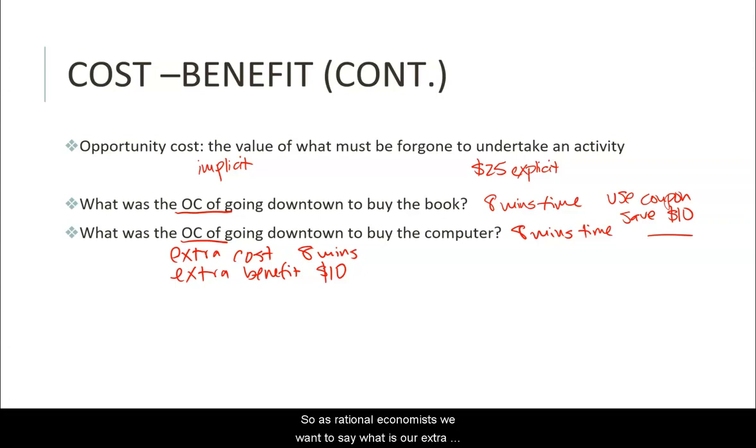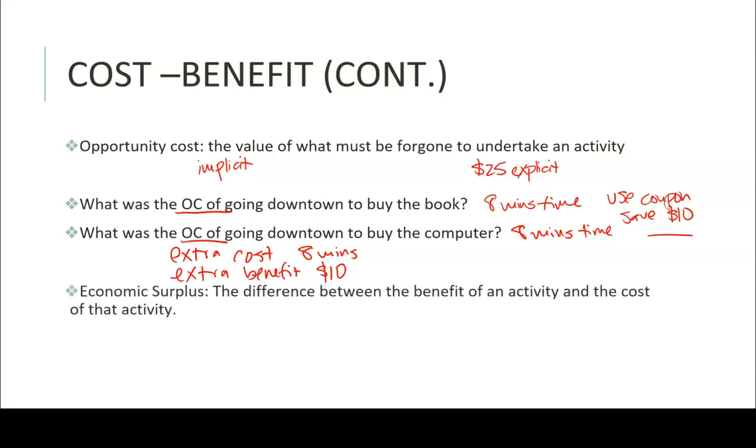So as rational economists, we want to say, what is our extra cost? What is our extra benefit? Is this a good use of my time? And our goal is to maximize our economic surplus. So if you're a business, that means you're maximizing profit. If you're a consumer, that means you're maximizing your happiness that you're getting from consumption. You're getting the most stuff for your money, the most stuff for your resources. We'll definitely get into this more, but it's going to be that extra benefit of an activity over whatever the cost was.